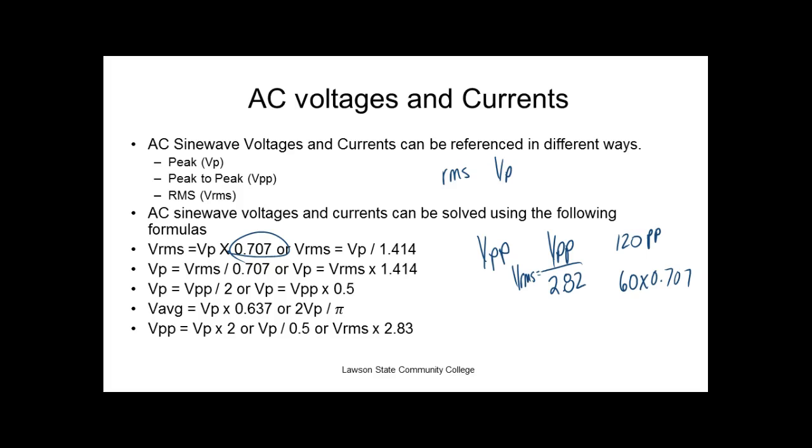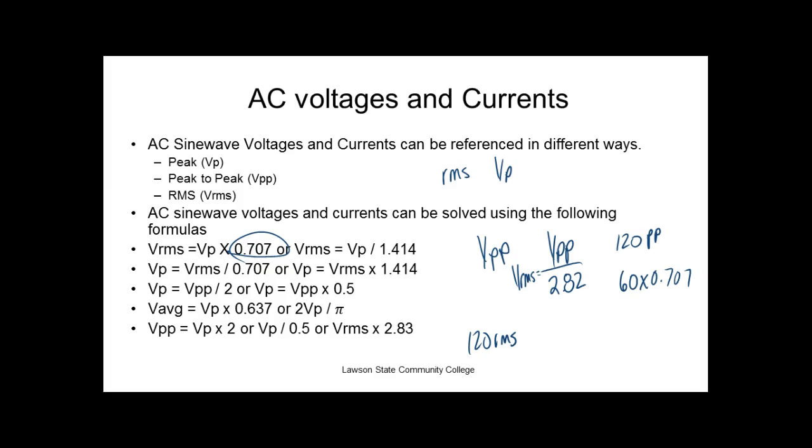So peak is always greater. It's the peak, right? When we say the peak, we mean it's the top. So peak is always greater than RMS. Always greater than RMS. RMS is always less. So I've got 0.707. So let's say I've got 120 volts RMS. What would it look like on my oscilloscope?